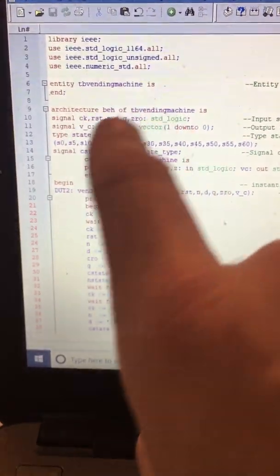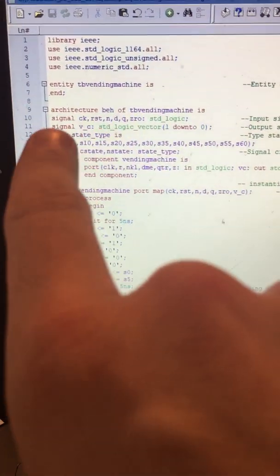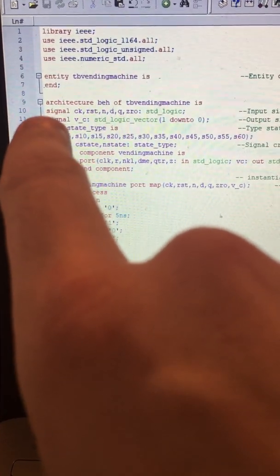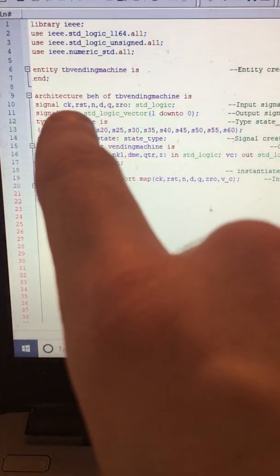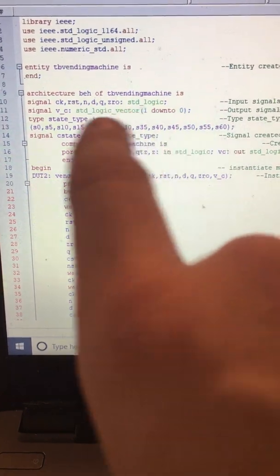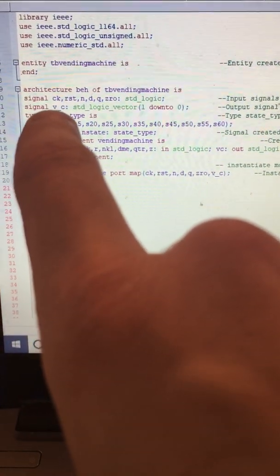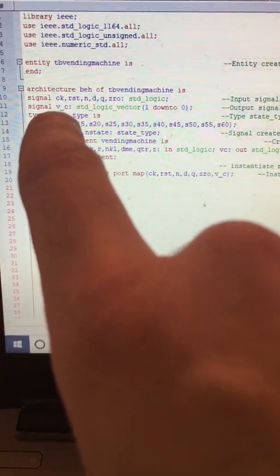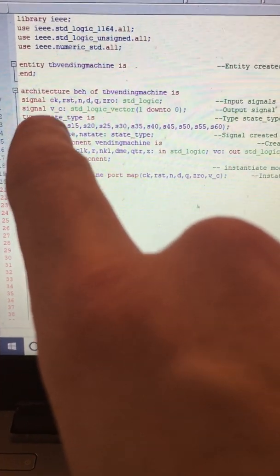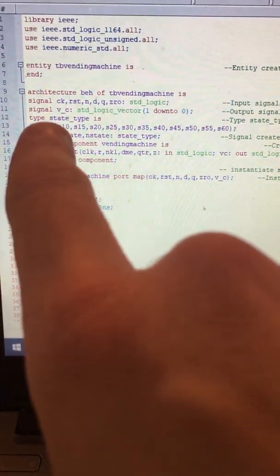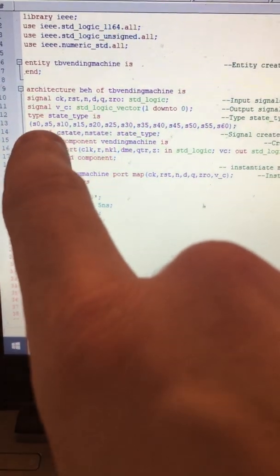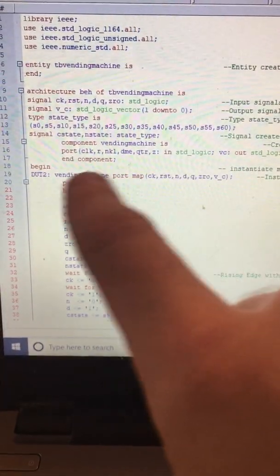Here's the entity for it and the architecture with a signal, that's 1 bit, standard logic for clock, reset, nickel, dime, quarter, and a 2-bit signal for the output, which stands for vend and change. I created a state type with states from state 0 to state 60.